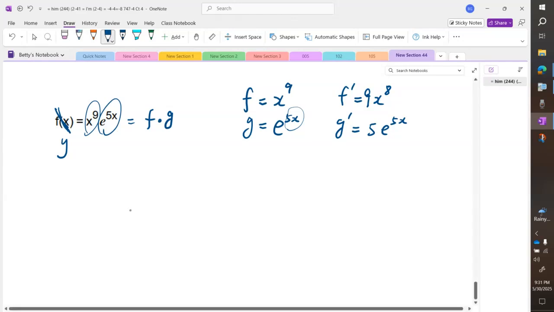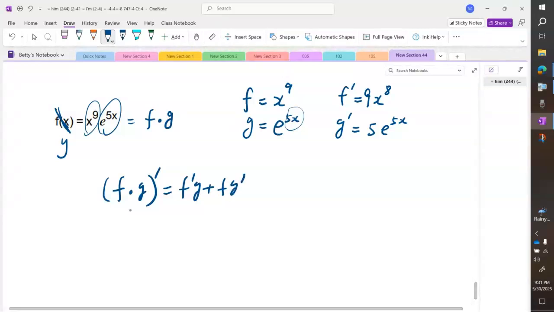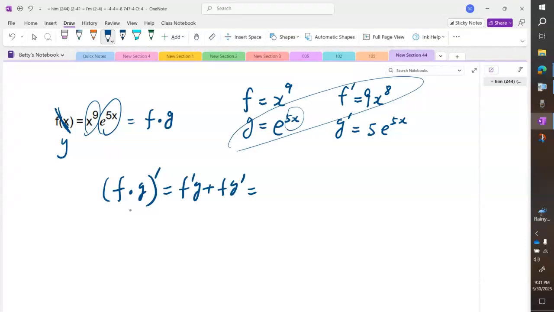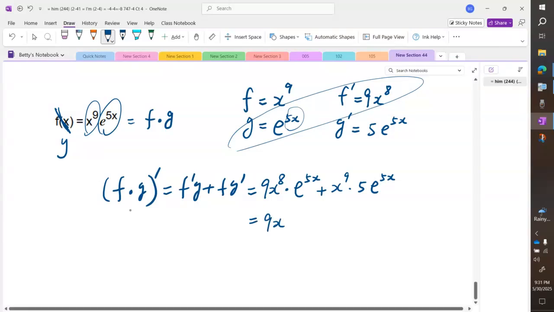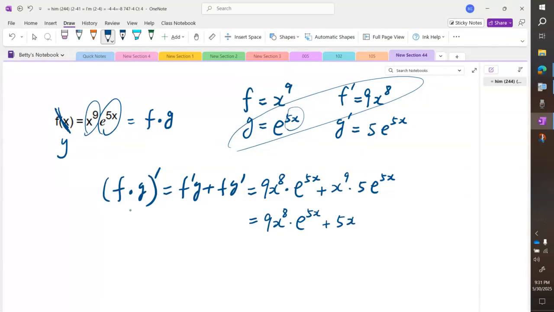All right. Power rule, sorry, product rule. Product rule, the derivative of f times g is f prime g plus f g prime. F prime g, you multiply those two together. F prime is 9x to the power 8th times g, e to the power 5x, plus f times g prime, 5e to the power 5x. So 9x to the power 8 e to the power 5x plus 5x to the power 9 e to the power 5x.